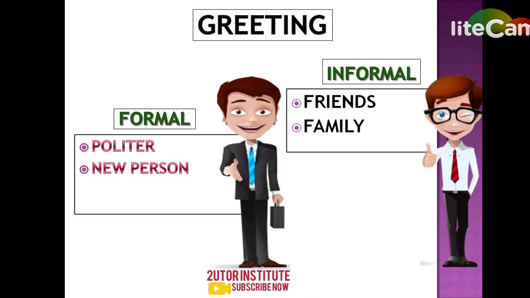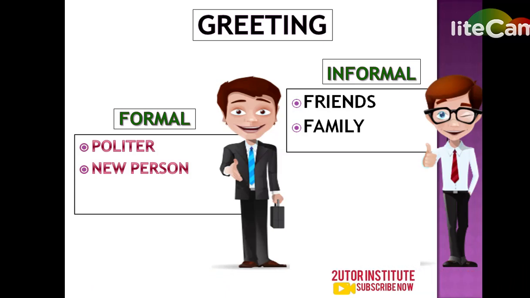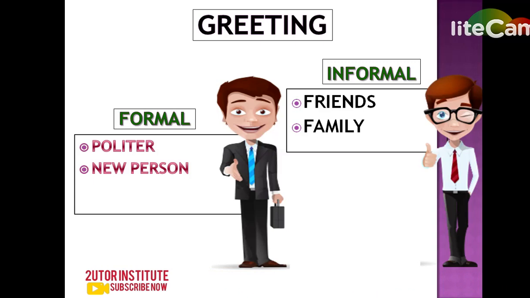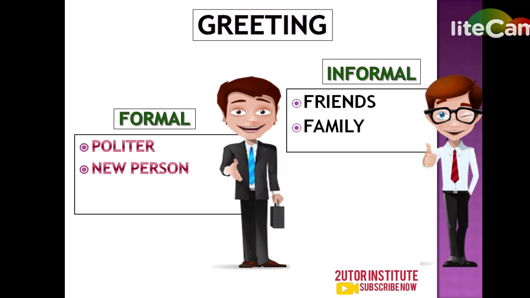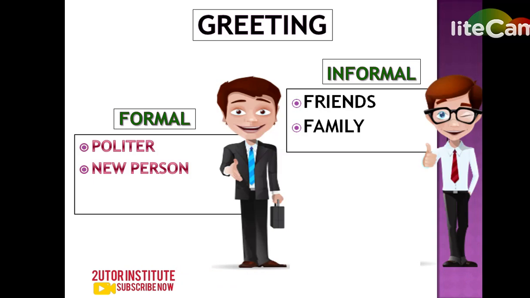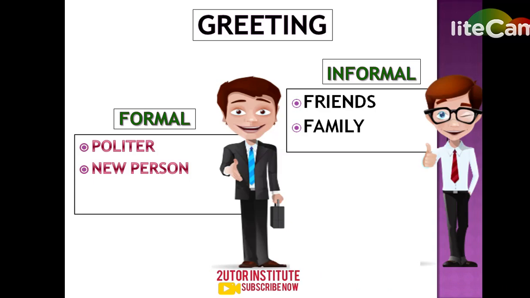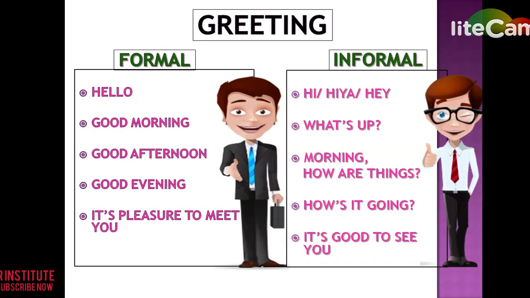There are two kinds of greetings in English. The first one is formal. Another one is informal. First, we'll see what is formal. Formal is politer, and also if you don't know the person, you can greet them like hello, hi. Informal is when you greet your friend or someone who is related to you. Here, I have given some examples for formal and informal greetings.